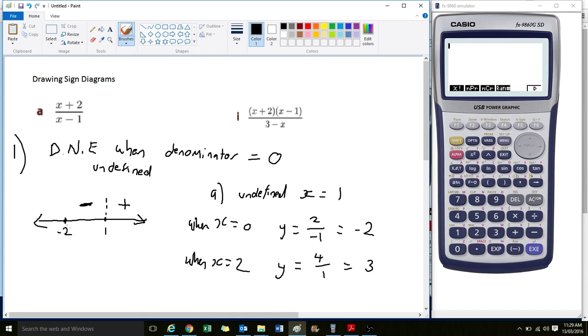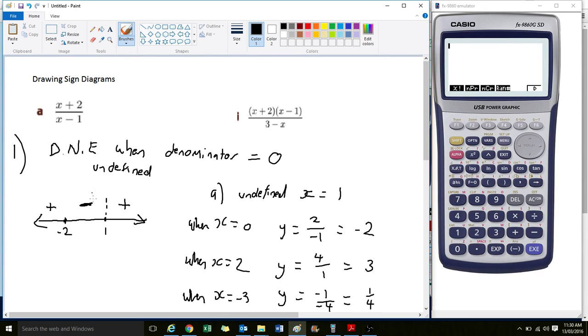Okay, and then to the left of minus 2, so let's say when x equals minus 3, we have y is equal to minus 3 plus 2, which is just minus 1, divided by minus 3 take 1, which is minus 4. Now minus 1 divided by minus 4 is positive 1 on 4, positive a quarter. So it's a positive number. So again, to the left of minus 2, it is positive.